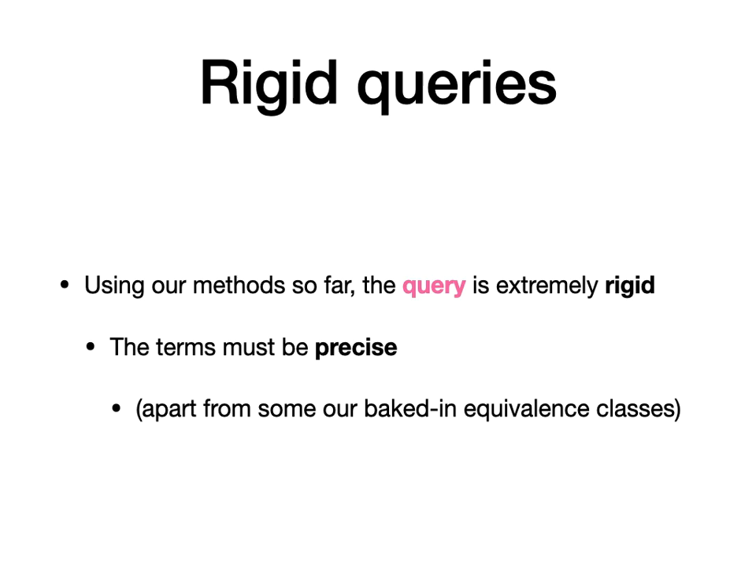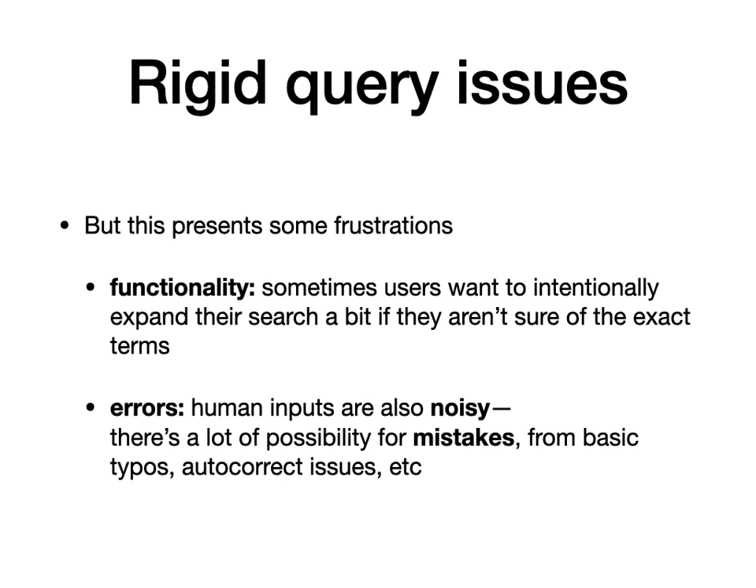Now, there is some wiggle room there because we've talked about equivalence classes and how you might have a baked-in one like window and Windows collapse together. So they don't have to be perfectly precise, but they still have to be kind of conceptually precise. And the issue with this rigidity of our queries so far is that there are a couple.